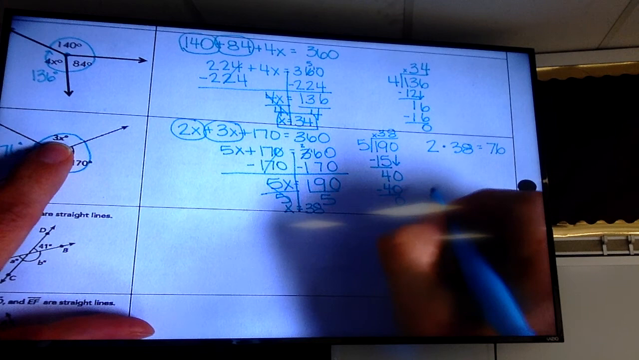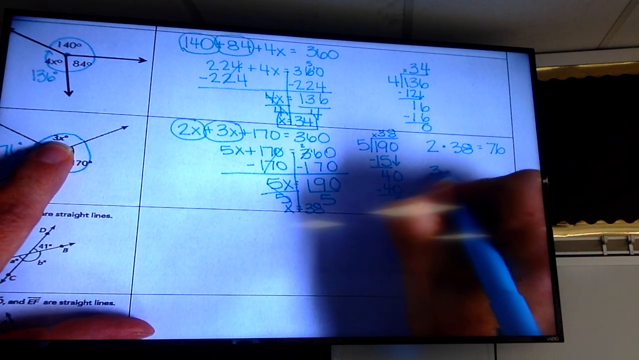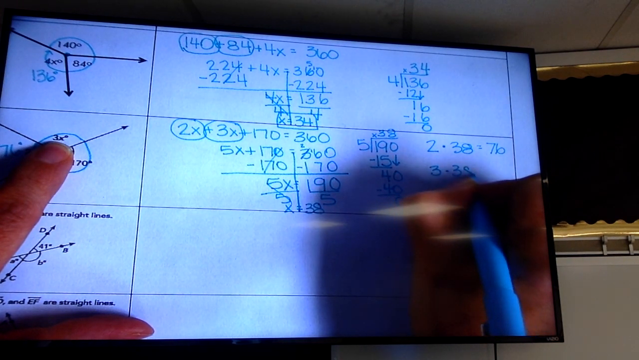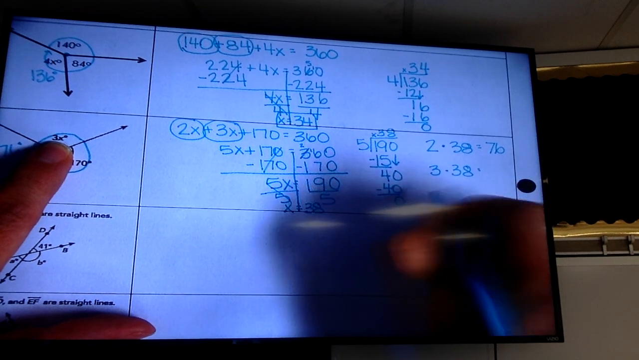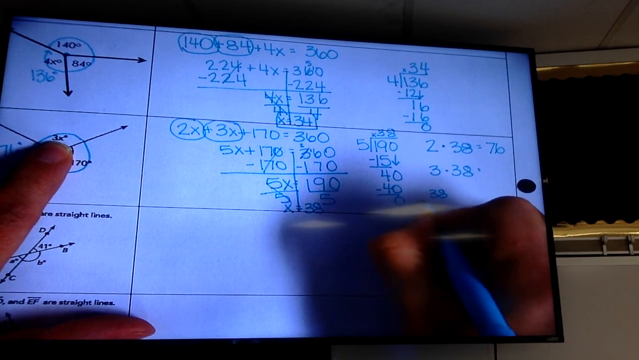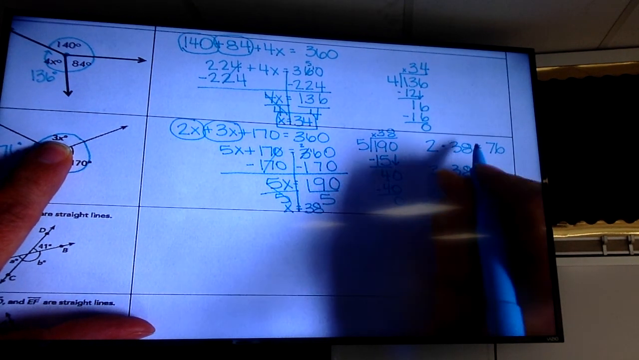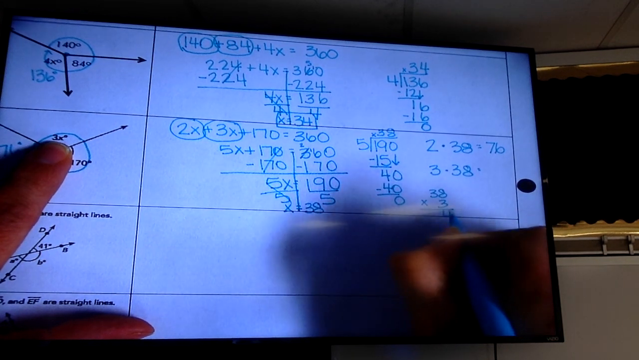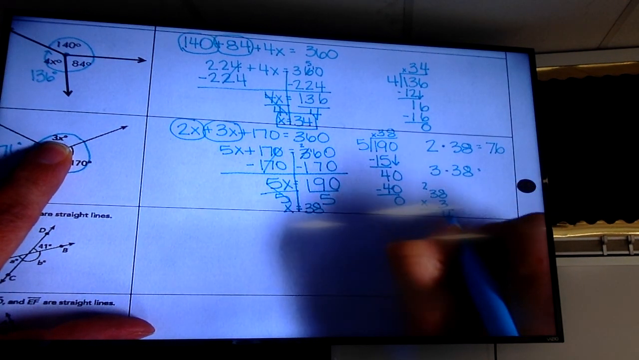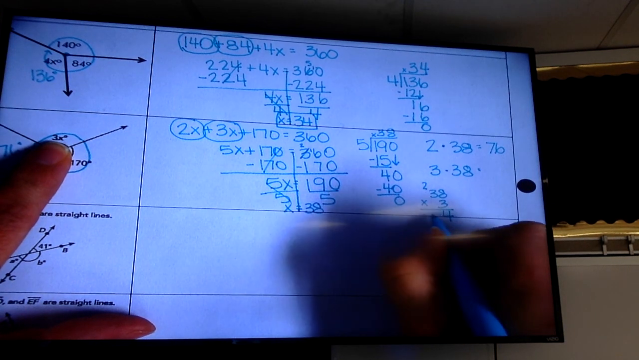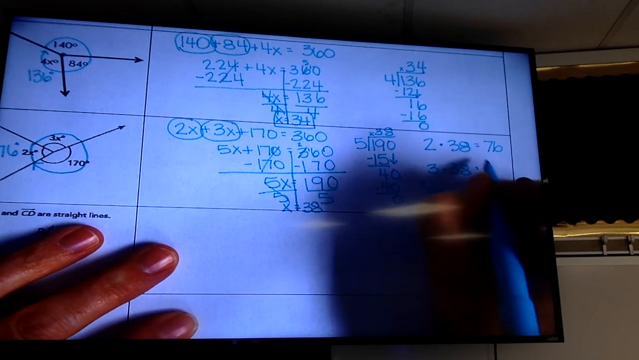Same thing with answering this. It says 3x, so I'm going to say 3 times 38. Maybe that's harder for you to do in your head, so you do 38 times 3. Or even if you had to do 38 times 2 this way, that's okay. So 8 times 3 is 24. 3 times 3 is 9, plus 2 more is 11.